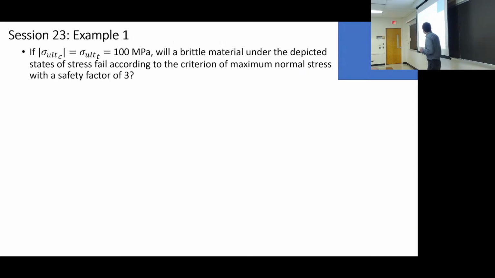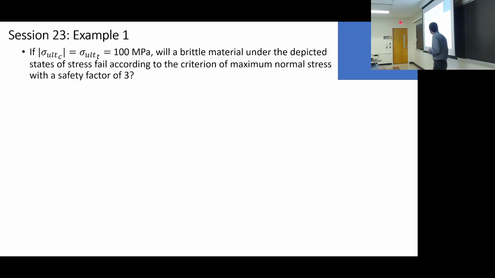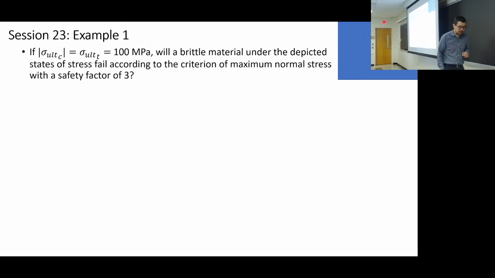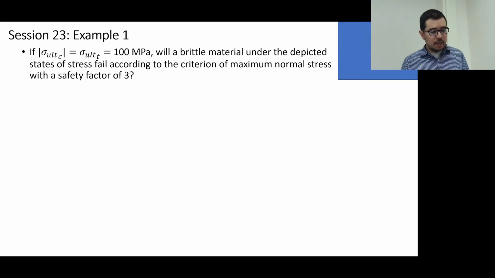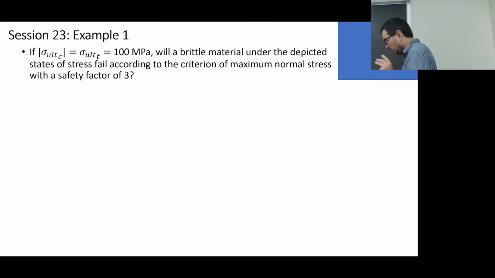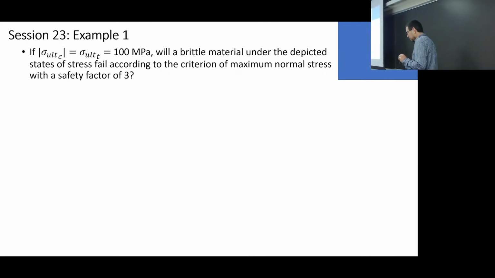All right, so let's do an example. You have an ultimate compressive strength equal in magnitude to the ultimate tensile strength, with flipped signs, which is 100 megapascals. Under these depicted states of stress, which will be revealed, will this fail with a safety factor of 3?